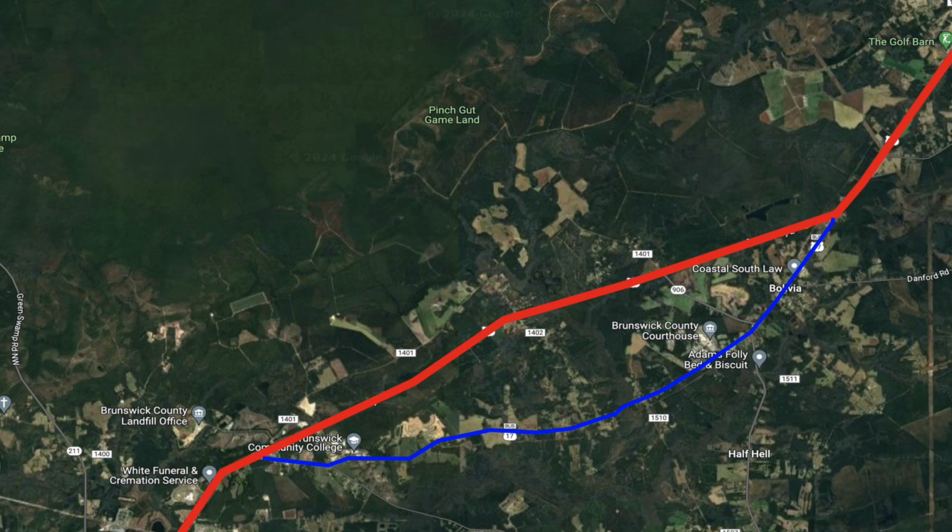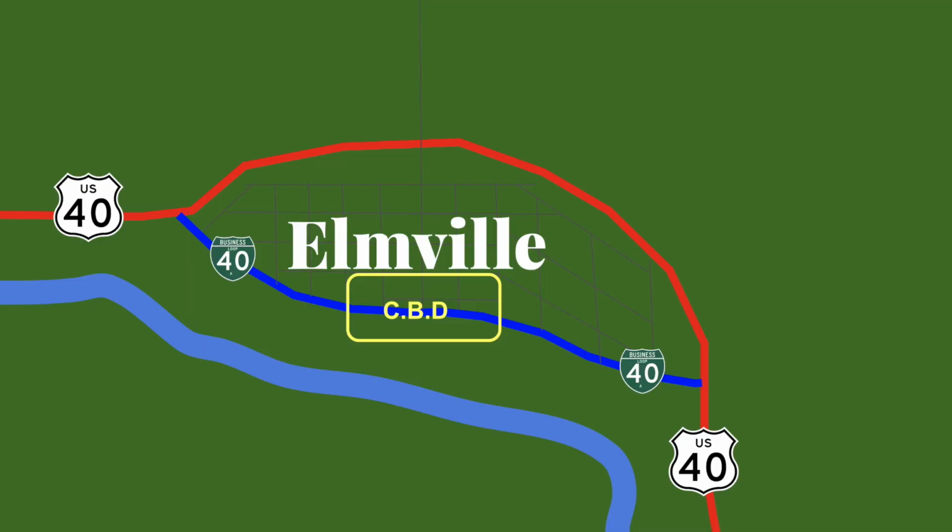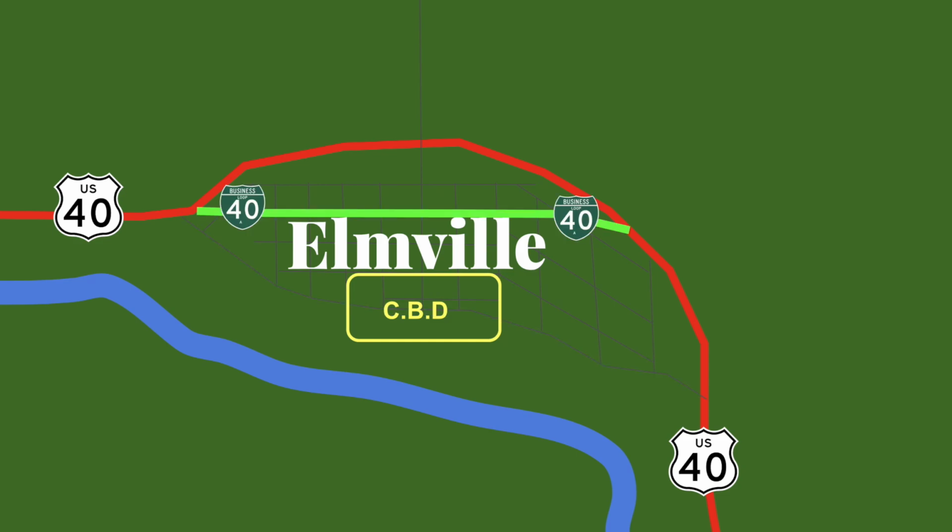Now I'm going to pull up Elmville as an example again. So the main problem with the business routes is that half of the time they're not even what they claim to be. Just like if the US 40 had a different alignment through Elmville, and they turned the old route into the business route, completely bypassing the whole business district.